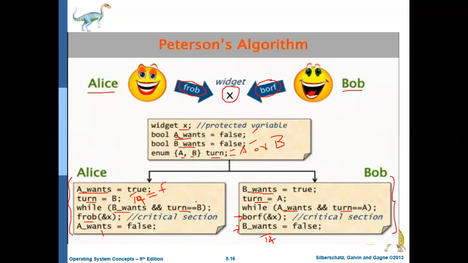If A wants is also true, then Bob will wait until A completes the critical section. Once A completes the critical section, A will make A wants false. So then this while loop will fail, and Bob will enter the critical section and perform B of X on that particular shared variable. While coming out, Bob will make B wants false. Okay, so this is how this algorithm works.